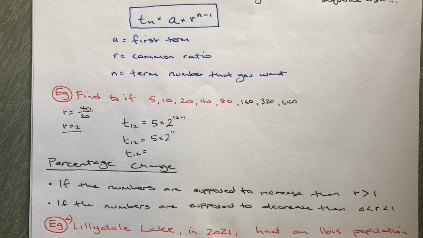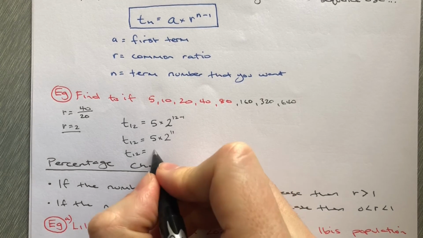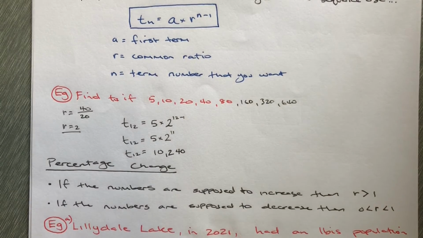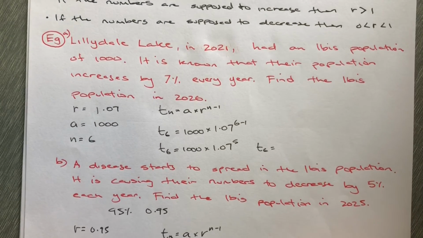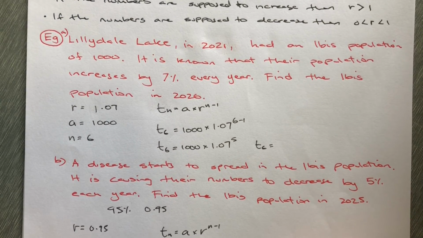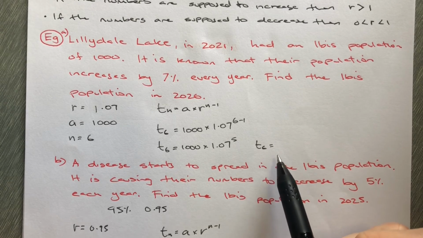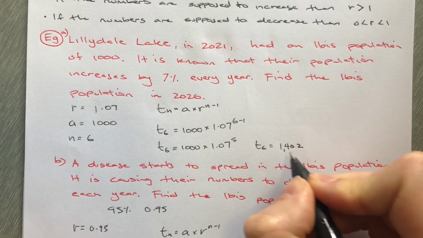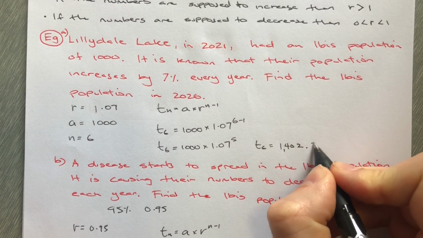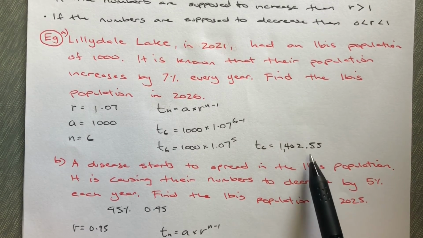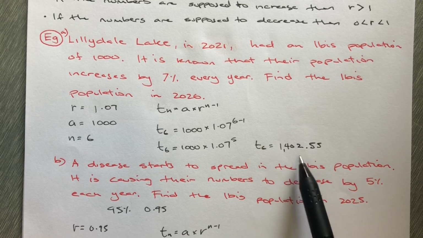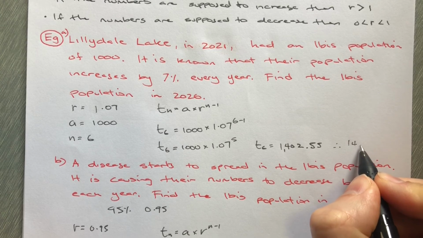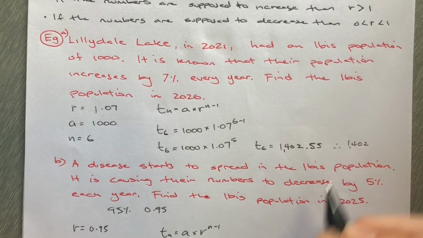Okay, so this answer was 10,240. That's the 12th term. The next one, where the ibis population was going up, the answer was 1,402.55. But you can't have 0.55 ibises, so we only have 1,402. That's our answer.